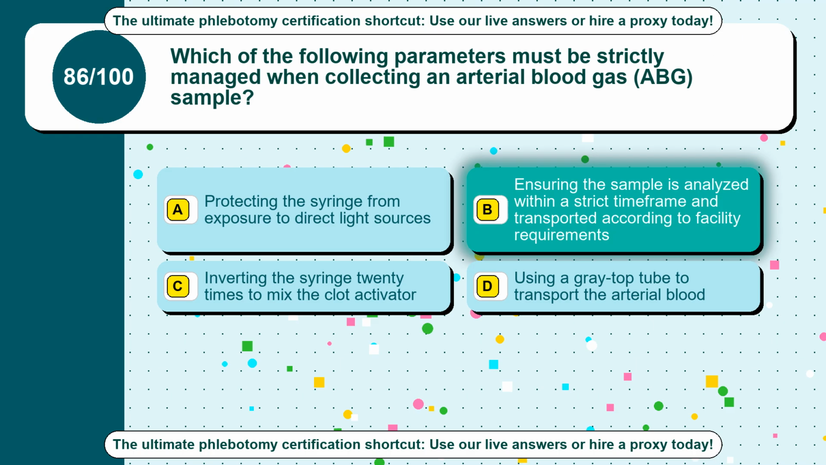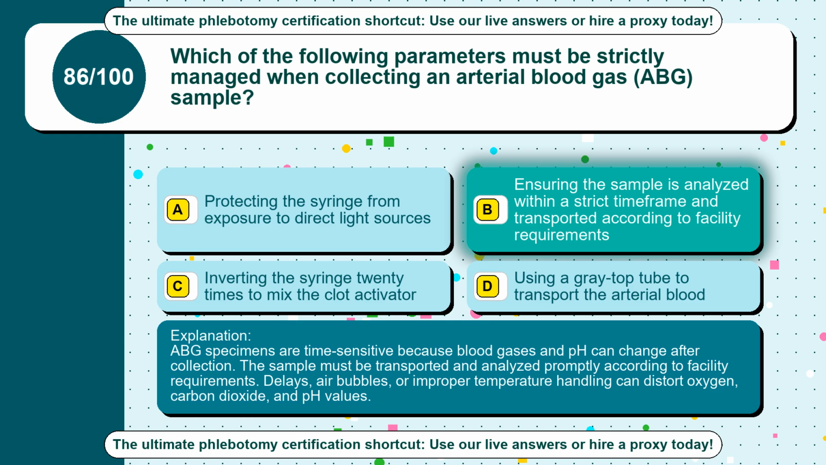The correct answer is option B, ensuring the sample is analyzed within a strict time frame and transported according to facility requirements. ABG specimens are time-sensitive because blood gases and pH can change after collection. The sample must be transported and analyzed promptly according to facility requirements. Delays, air bubbles, or improper temperature handling can distort oxygen, carbon dioxide, and pH values.